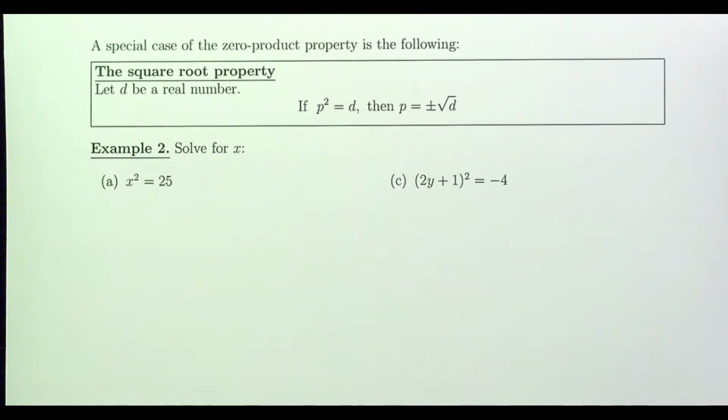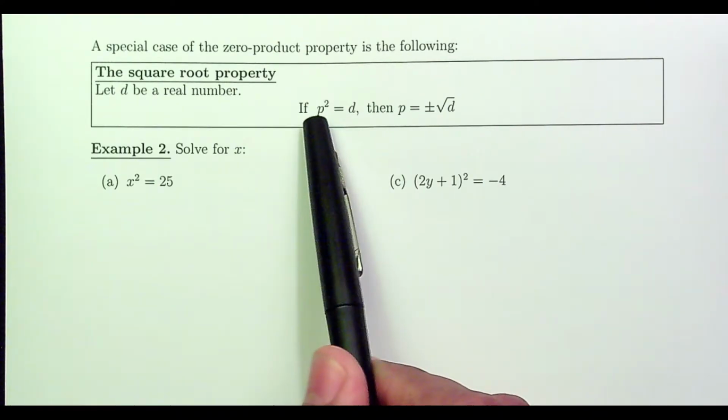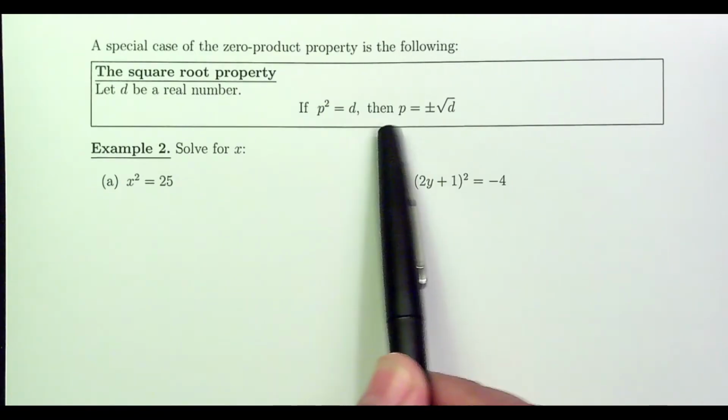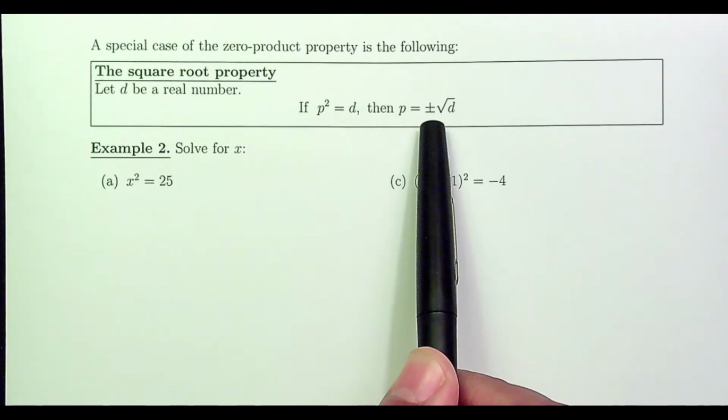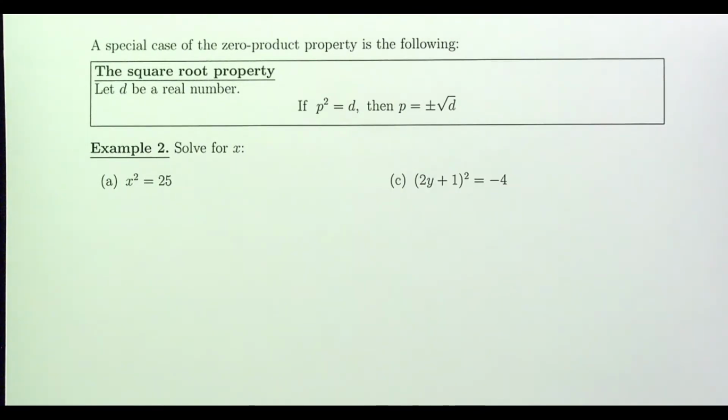One way to remember this property is that if you start with an equation like this, you can take the square root on both sides, provided that you put a plus or minus on one side. If you put a square root on the left-hand side, the square root of p squared is going to be p, and on the right-hand side, you're going to have the square root of d. That's valid as long as you put plus or minus the square root of d on one side. So you have to tag on that plus or minus.